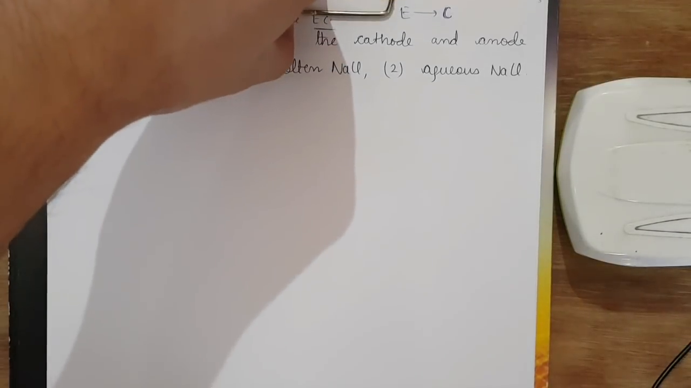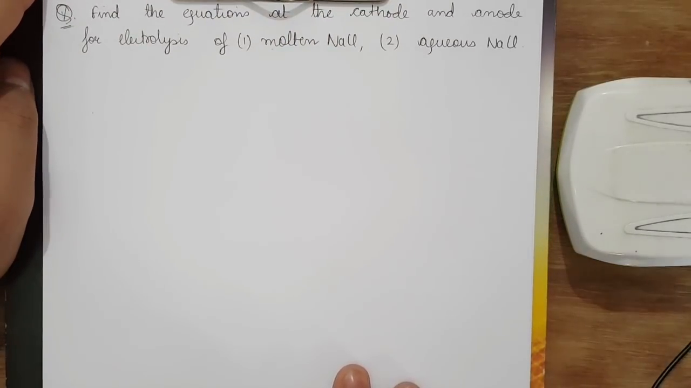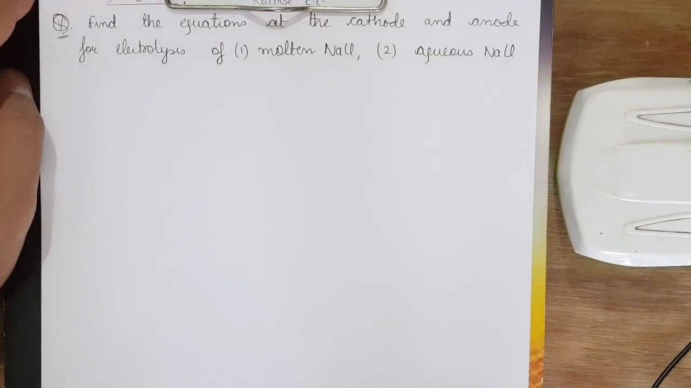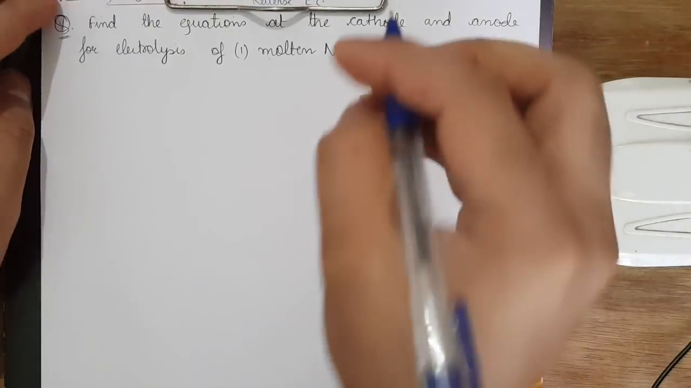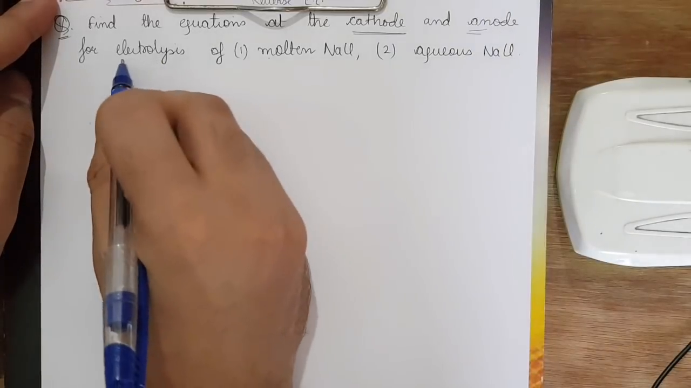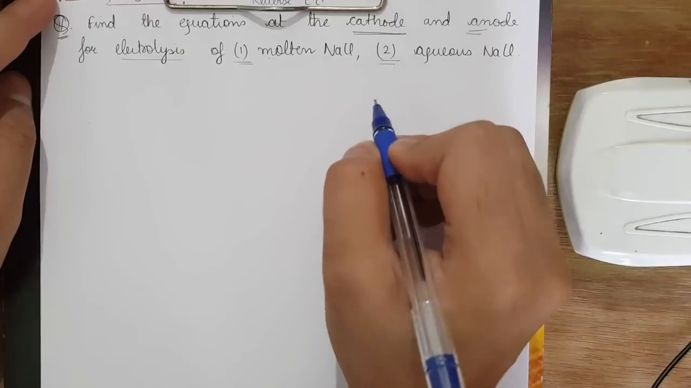Let us try to understand the very important question which I am taking here. Please focus, it is a very important question. You would understand now why it is important. The first part here is that you need to find the equations at the cathode and the anode for the electrolysis of molten NaCl and aqueous NaCl.